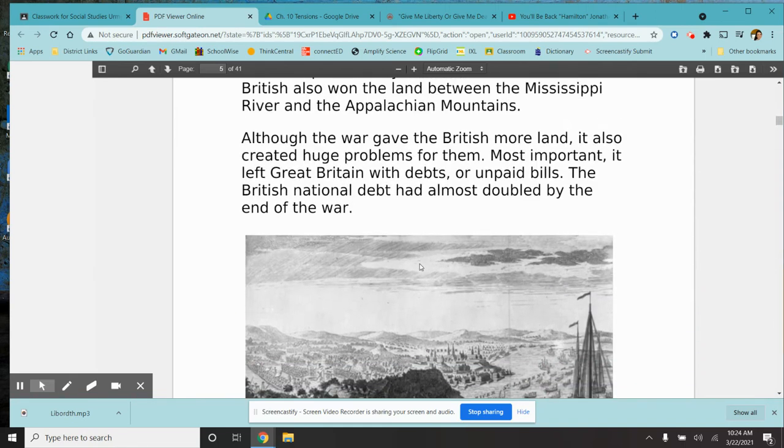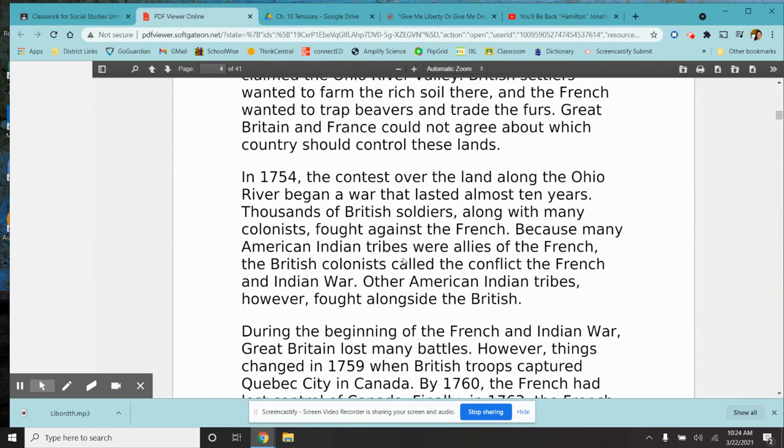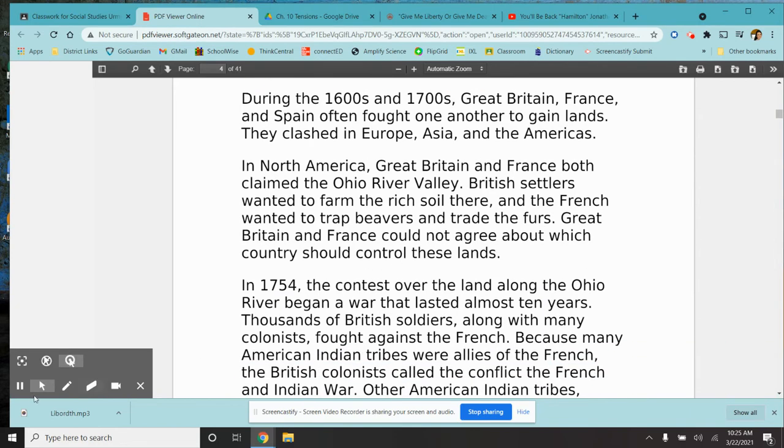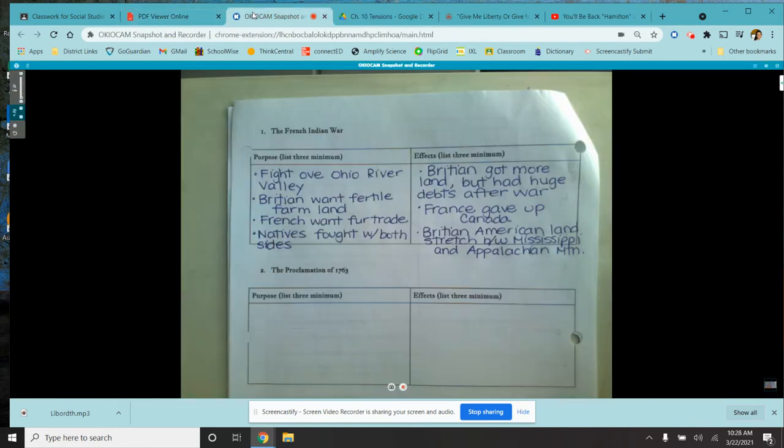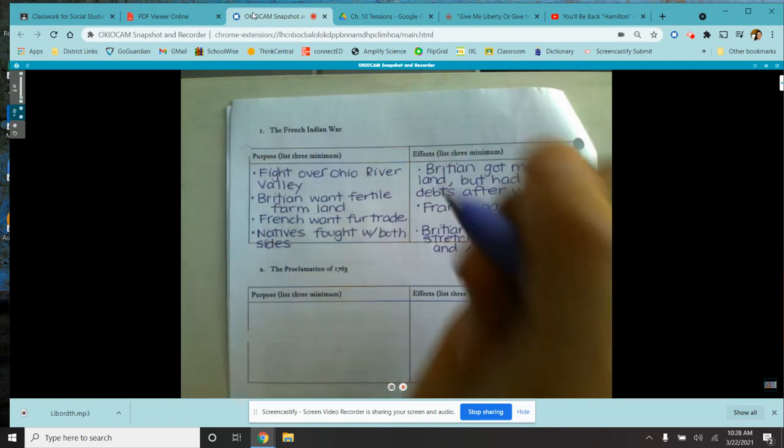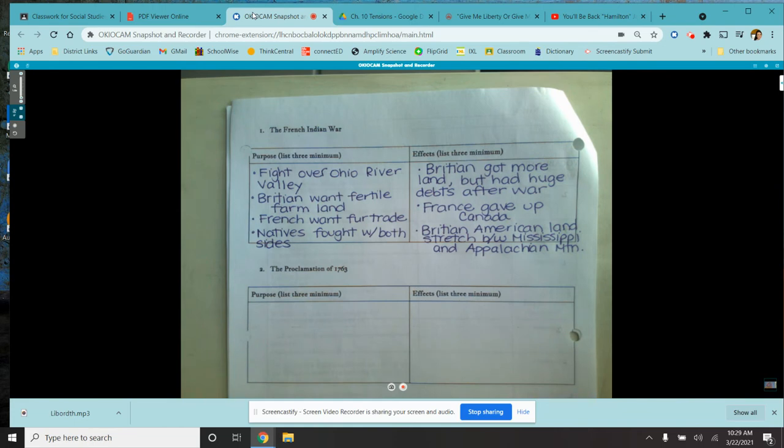So, let's go back through and list the 3 reasons why it happened and its effects, right? So the 3 reasons were up here: why they were fighting over the Ohio River Valley. So, what was the purpose? They fought over the Ohio River Valley. Britain wanted fertile farmland. French wanted the fur trade. The natives fought with both sides. Britain got land, but it had huge debts after the war. France gave up their land claims in Canada. Britain got American land, which stretched between, B/W is shorthand for between, the Mississippi and the Appalachian Mountains.